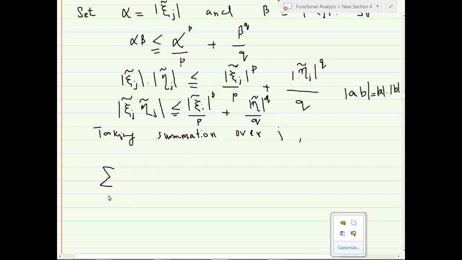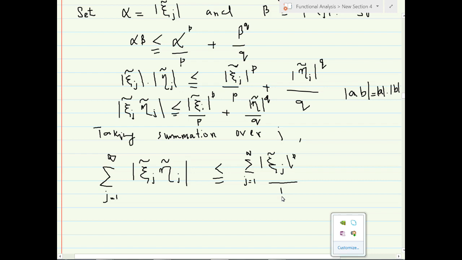Now you have to take the sum over j equal to 1 to infinity. Apply this sum on both of these sides. Xi j tilde and eta j tilde is less than or equal to the summation j equal to 1 to infinity of xi j tilde power p divided with p. Since there is no involvement of subscript j in p, we don't need to apply the sum over p. Similarly, the sum need not be applied on q.